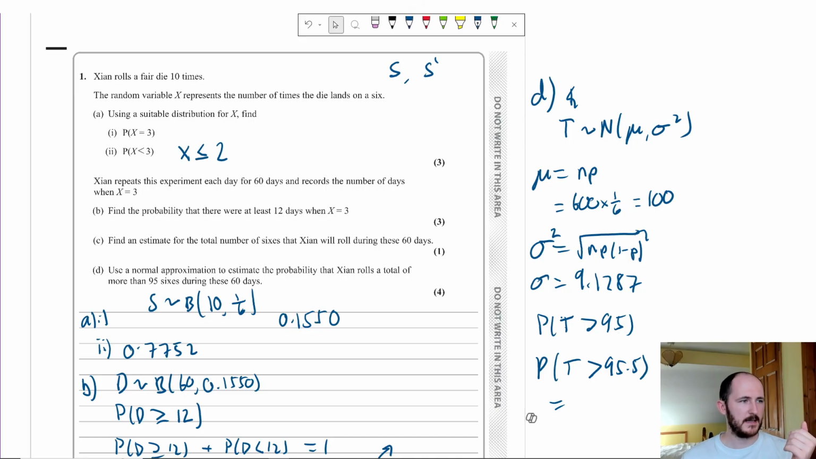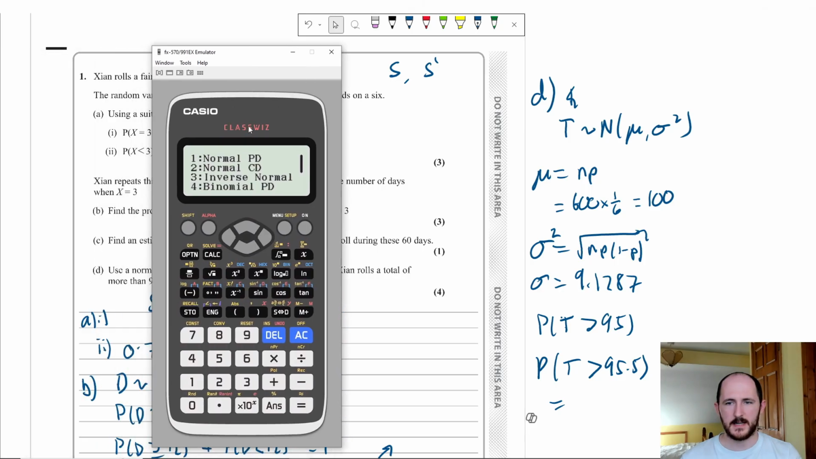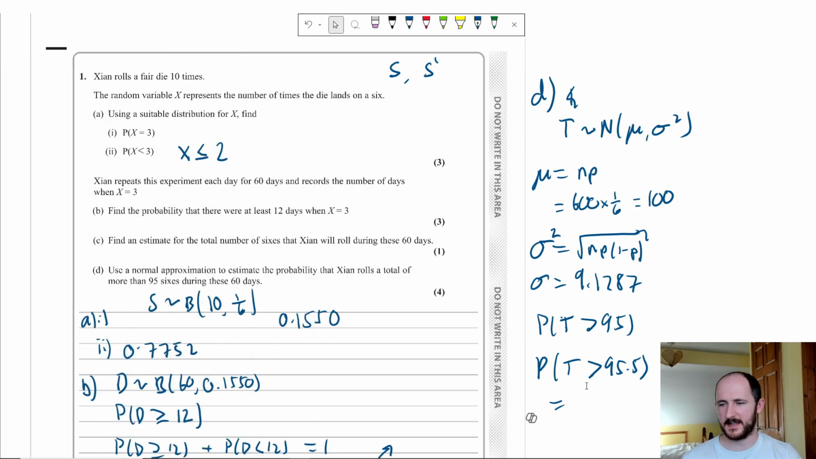So if we go back and fill it in on our calculator, again we have normal CD because we have an inequality. The lower value is 95.5. The upper value is just a huge number. Sigma is 9.1287 and mu is 100. We get 0.6, I don't really want to do that to 4 decimal places now. I'm going to call it 0.689, all because I don't want to change all the values. And there you go. That'll be it for 4 marks.